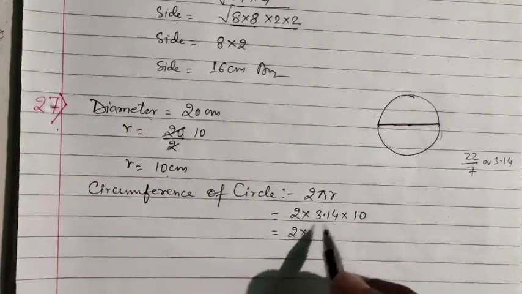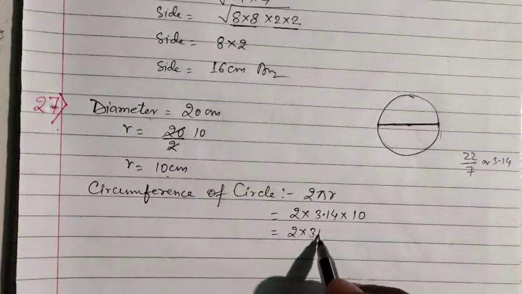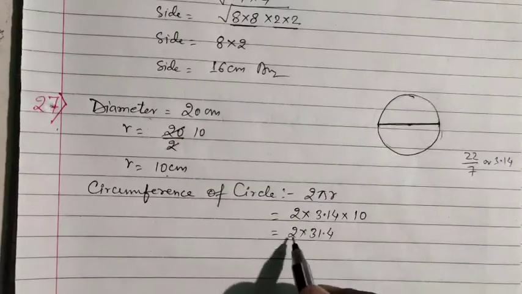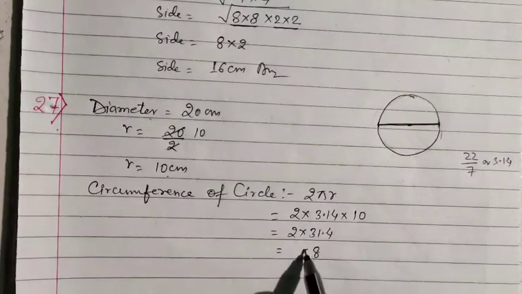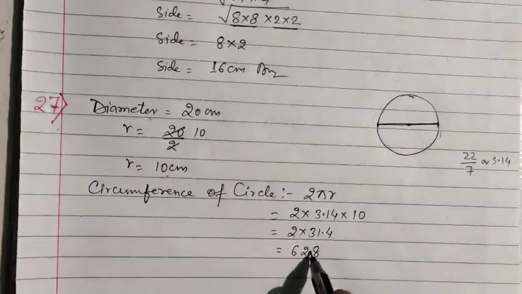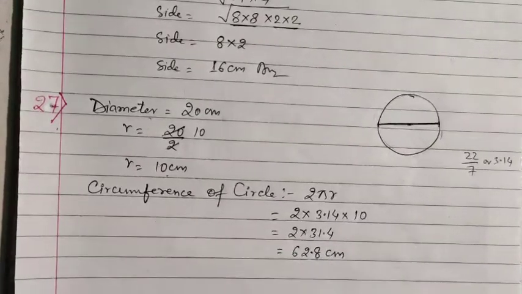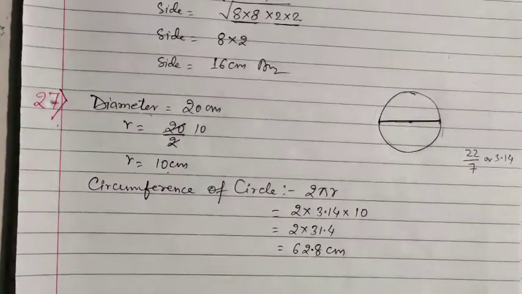Now 2 into, when this will be multiplied by 10, it will become 31.4. Now we will multiply it. 2 4 ja 8, 2 1 ja 2, 2 3 ja 6. After one digit decimal, the circumference of circle is 62.8 centimeter.